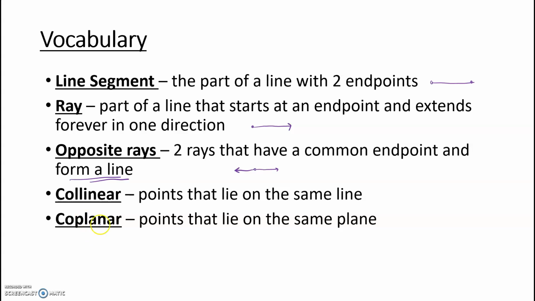So collinear is on the same line. Coplanar, when you hear plane, you think of a plane. Coplanar means on the same plane. So if you have a plane, and points A, B, and C are on the same plane, you would say they are coplanar.